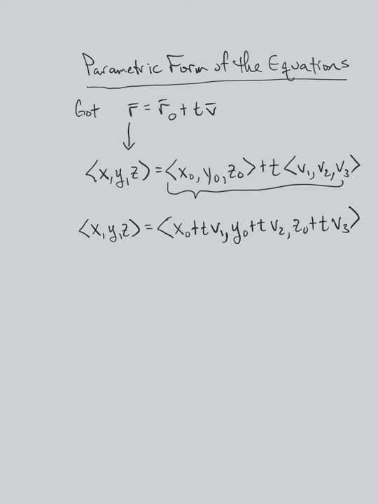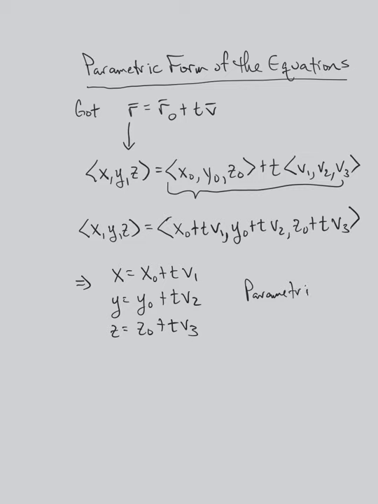Now what do we have? We have two equivalent vectors. We're saying one vector is equal to another vector. That means that each one of their components has to equal each other. So we end up getting three equations here. If we equate the first components, we get x is equal to x naught plus t v1. And then we get y is equal to y naught plus t v2. And the third one says that z is equal to z naught plus t times v3. Okay, and this is called the parametric form of the line's equation.